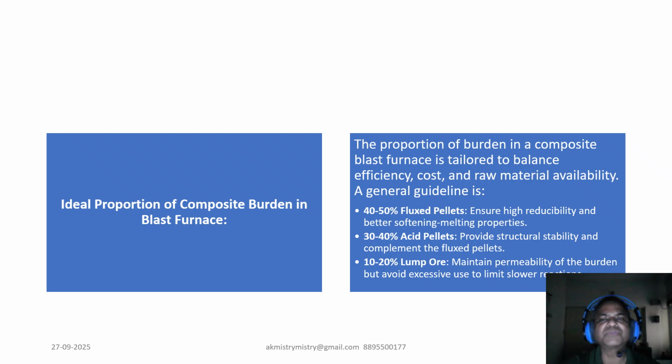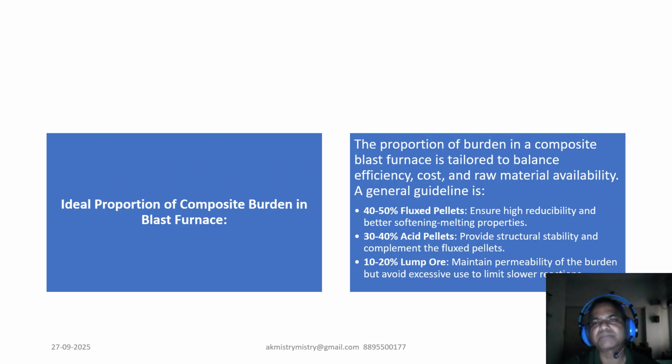So the general guideline for the composition is around 40 to 50% flux pellet, and it is always important, the tagline is the availability of raw material, and there is no fixed formula. Now, these ensure high reducibility and provide better softening and melting properties.